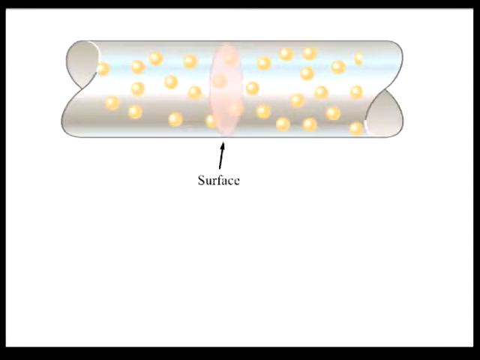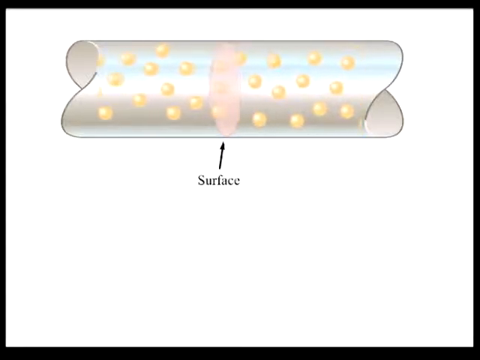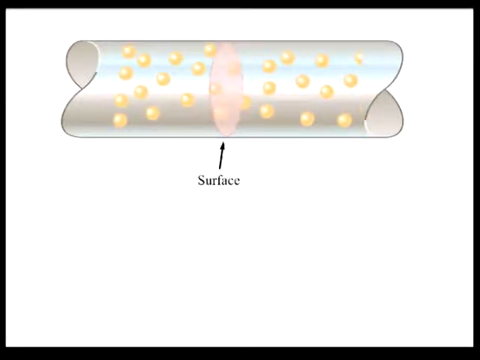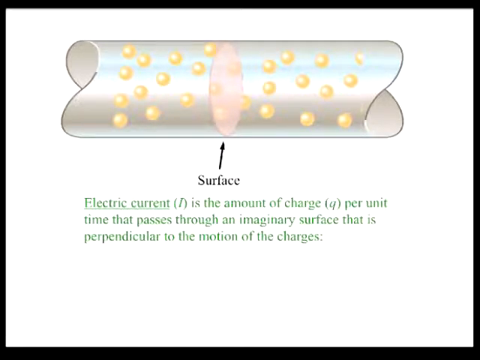This flow of charge is known as an electric current. The electric current I is defined as the amount of charge per unit time that crosses the imaginary surface, in much the same sense that a river current is the amount of water per unit time that is flowing through a certain area. If the rate is constant, we can say that the electric current I is the amount of charge per unit time that passes through an imaginary surface that is perpendicular to the motion of the charges, or I equals delta Q divided by delta T.